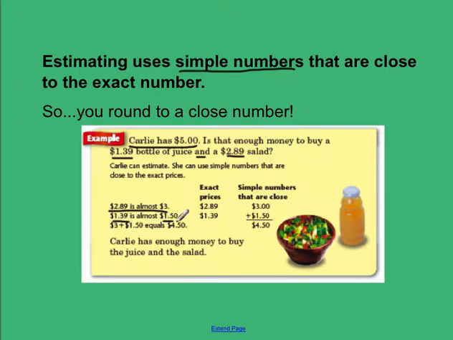$1.39 is almost $1.50, so the simple number is $1.50. Notice that our numbers are ending in zeros because we like zeros, they're easy to work with. So if we add our estimated totals together, we'll see that it ends up to be about $4.50. Notice again, it's a nice simple number, it's not the exact amount. So this can help you if you ever go out to eat and you're like, I have $5. Do I have enough to buy these items?